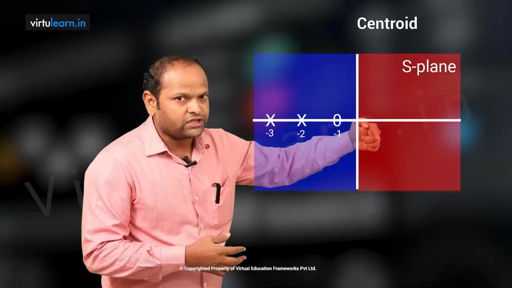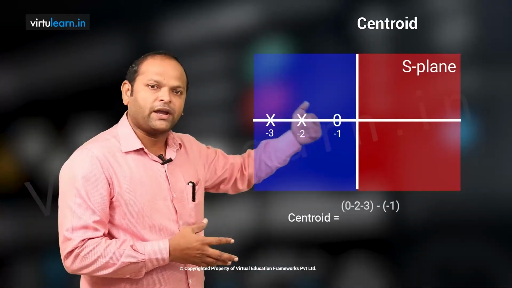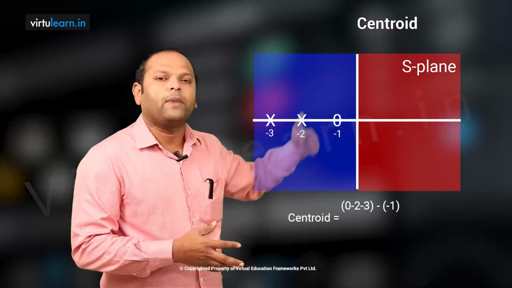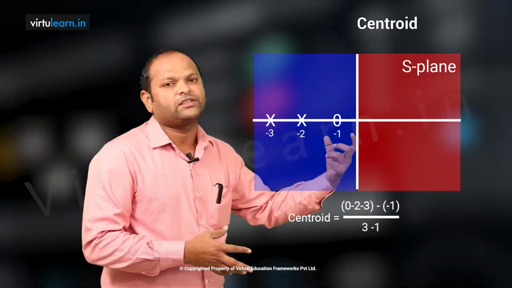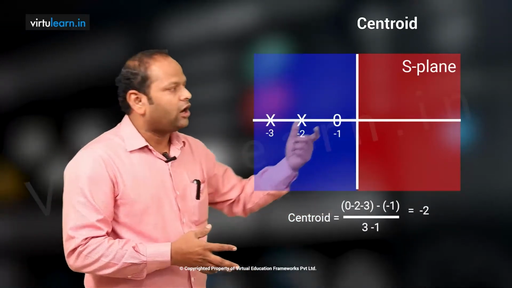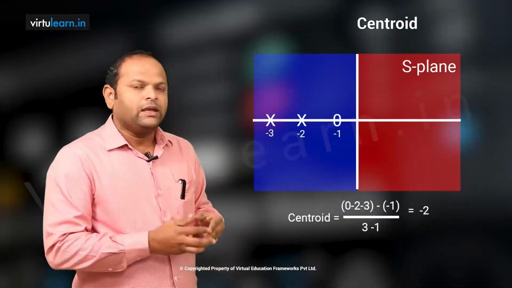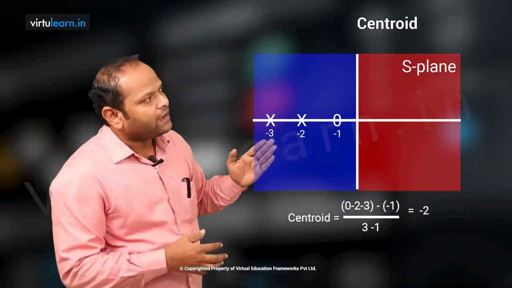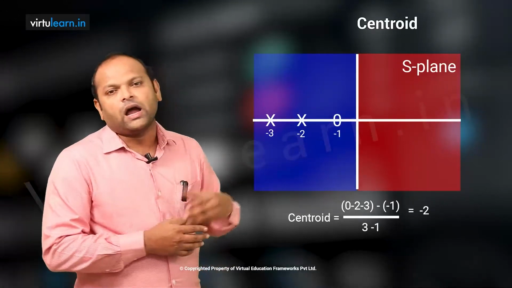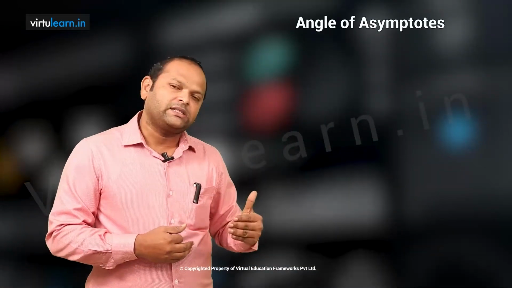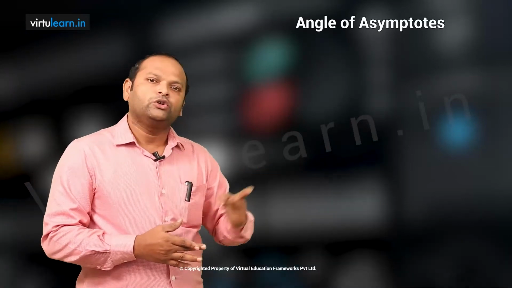So you know the pole locations and zero location; how do we find the centroid? The centroid is equal to sigma poles, meaning 0, minus 2, minus 3, and minus of the zero, minus 1, divided by P minus Z. I have 3 poles and 1 zero, and 3 minus 1 is 2. So this results in a centroid of minus 2. So minus 2 is the centroid where all your asymptotes will start. Okay, now that we know the starting point, at what angle do they go to infinity? The angle at which the asymptotes depart from the centroid is called the angle of asymptotes. The number of angles depends on the number of asymptotes. If you have only one asymptote, there will be only one angle, and if you have two, again two angles.